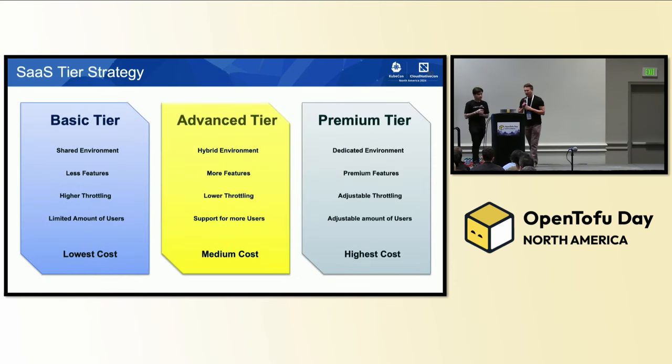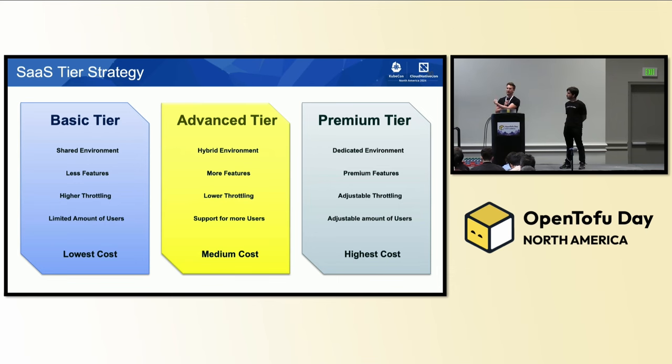Sure. And I think it's important to mention that SaaS tiers are, in the end, a business need of your company. You could, for example, identify that you have a group of customers that have a compliance need and have to have a dedicated environment. You have another group of customers that don't need all the features of your application, but would like to pay less for it, and so on and so forth. And you can map those customer needs to tiers in your applications. Here we have just three as an example.